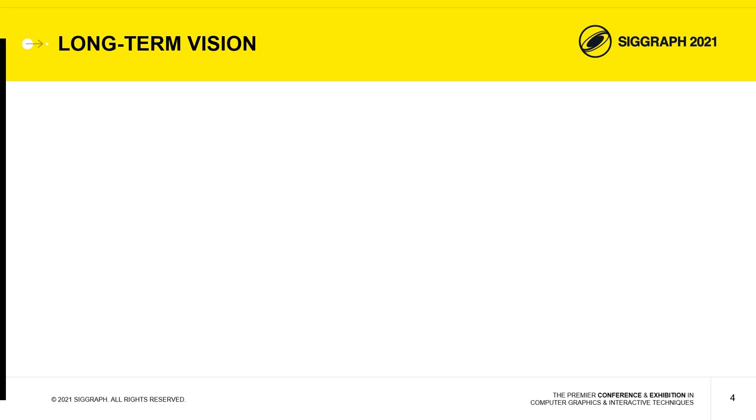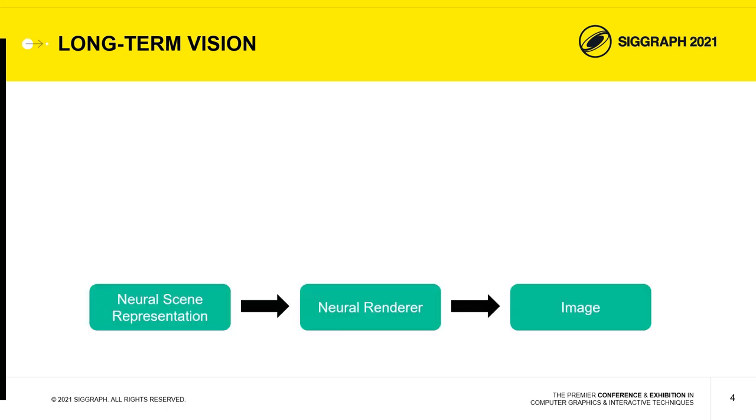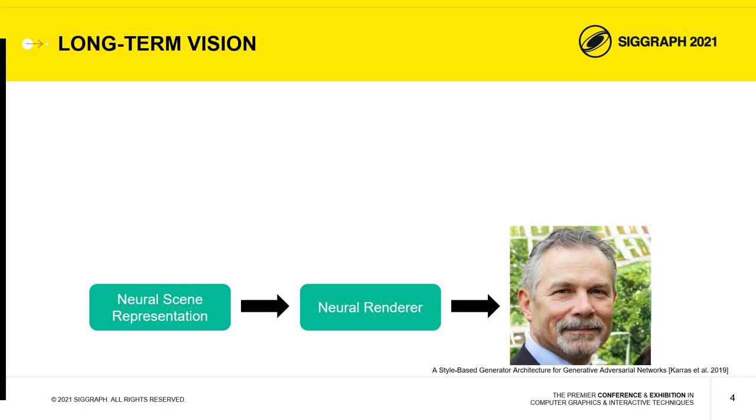On the other hand, we have this other parallel track that has appeared in deep learning. Here we learn rendering from data. For example, we can train a GAN where the neural scene representation represents the latent variables, and the neural renderer is the generator network. These can then produce beautiful, believable images of human faces, for example. And it's quite hard to tell it's a fake image unless you look very, very closely.